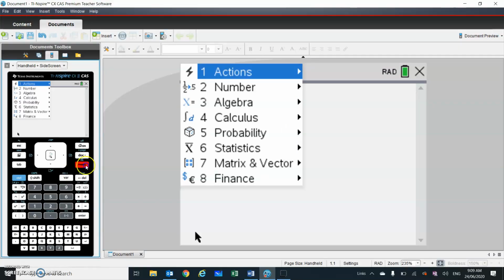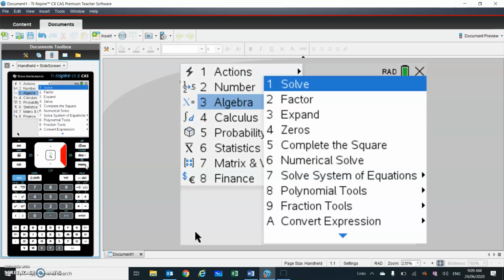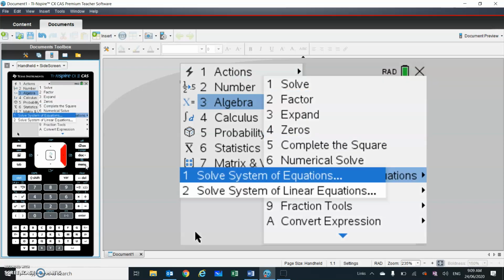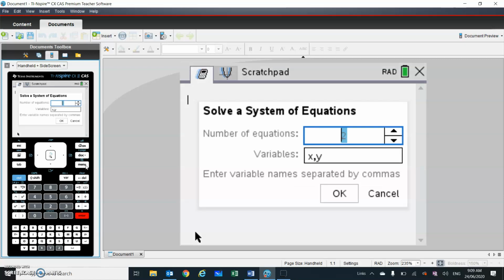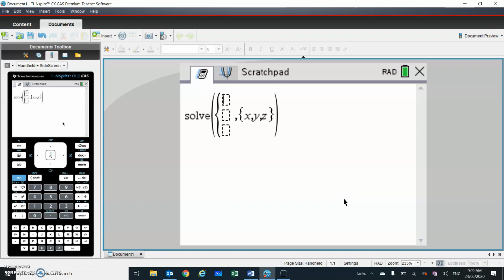simultaneous equations. So we go menu, algebra, solve system of equations. We have 3 equations, x, y, and z. Okay, and then you just type them in. So x plus 2y minus z equals minus 2 in the first line. The next line, you type in the next one. Just check them as you go.